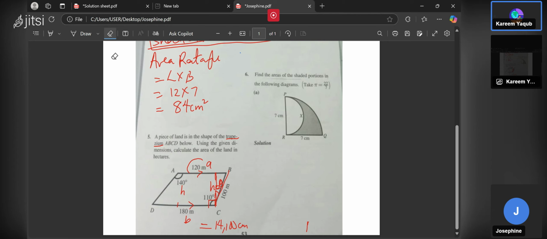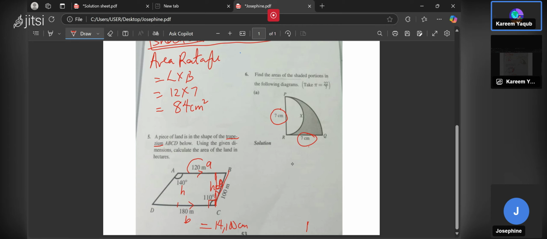Okay. Now, when you have this kind of shape, this is what you're going to see. This is a sector. How do I know that it's a sector? You can see you have 7 here. That is the radius, and this is an arc. So once you have it this way, you know that it's a sector. And the shape that is not shaded is a semicircle.